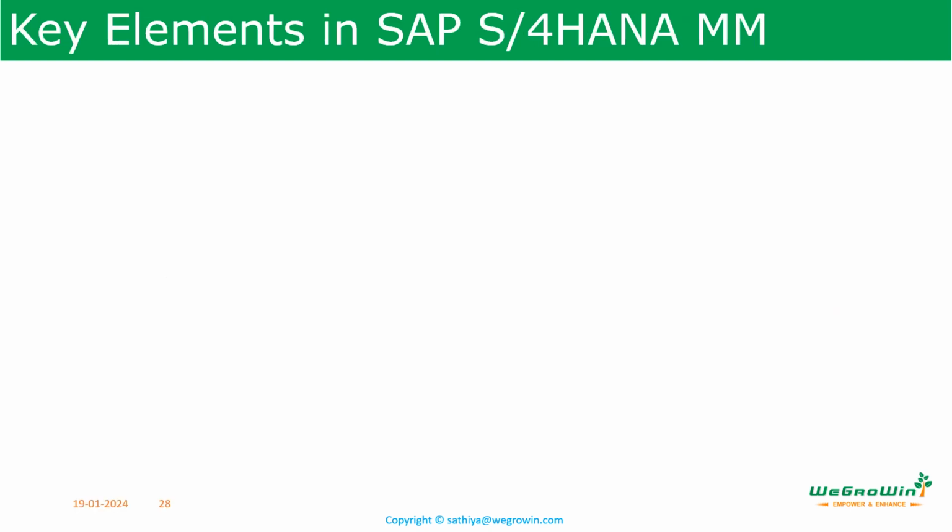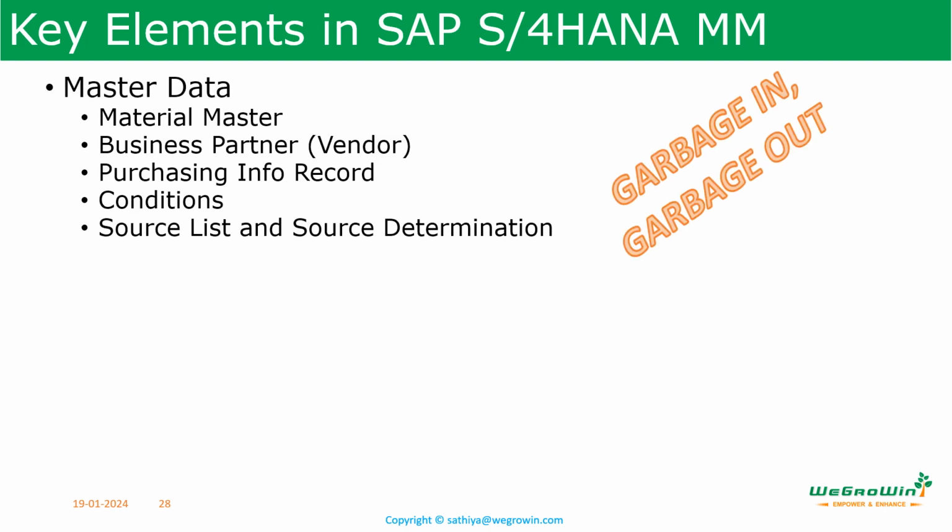So what are the key elements in S/4HANA MM? These are, again, master data. For MM, the specific master data is the material master. The material master we discussed in PP, here also in MM. The material master is common for almost all the modules. It has basic data, sales view, purchasing view, planning view, execution, that is scheduling view, forecasting view, accounting view, storage view, costing view. Like that, we have different views. All those things we'll discuss individually in detail in the following sessions.